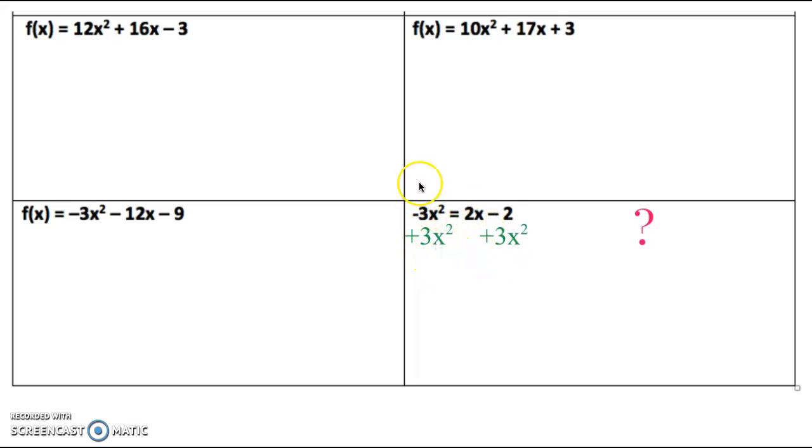When we do that, these disappear, and then this ends up on this side. So we get 0 is equal to 3x squared plus 2x minus 2. And now we can solve this equation just like we did. We're going to factor this, separate this into two different equations, and then finish solving it.